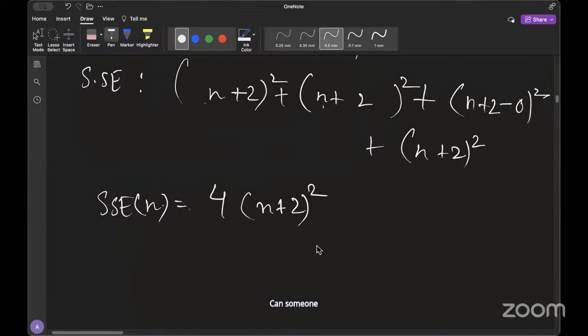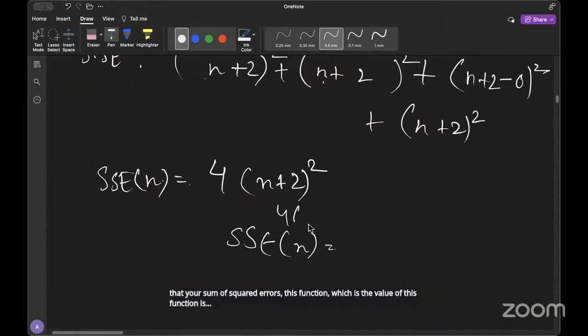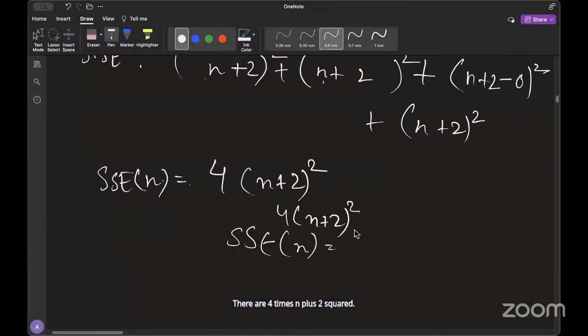Can someone suggest a way other than using the derivative approach? Ma'am, the minimum value of the entire function is 0. So that's why for n equal to -2, this will be the point where the minimum value is attained. Your sum of squared errors, this function, the value of this function is 4 times n plus 2 squared. Now this is a square term, and squares are always non-negative, right? Your 4 is not negative. That means this entire thing is either greater than 0 or it's equal to 0, right?